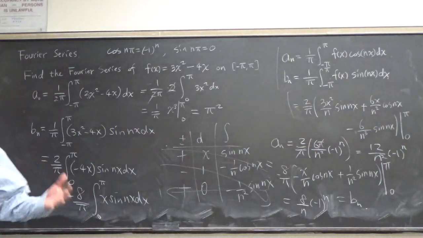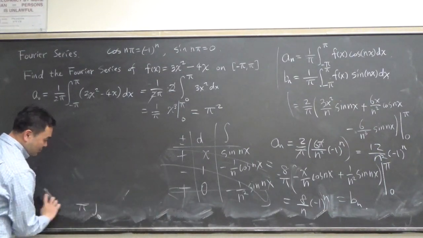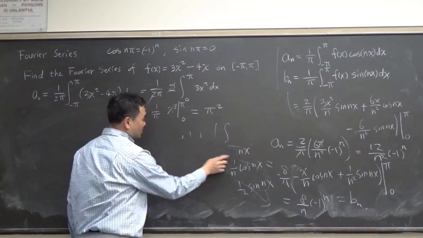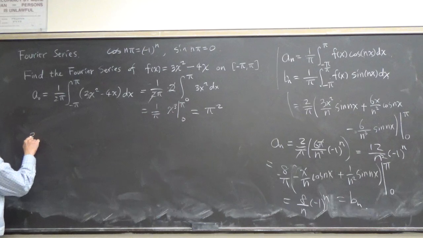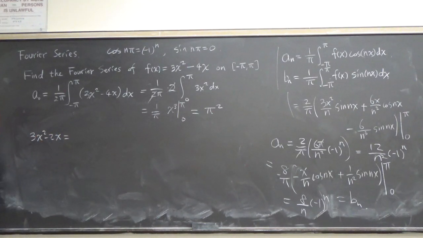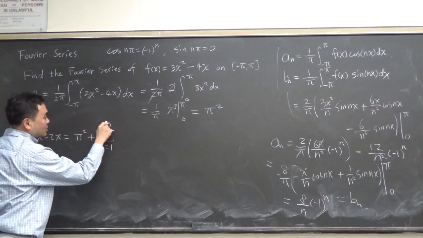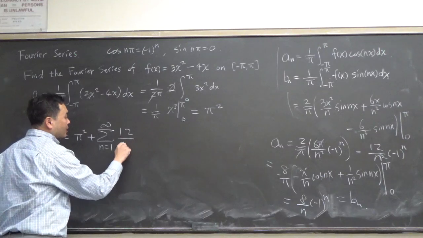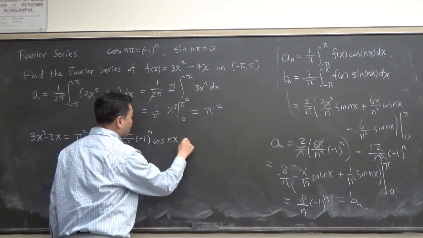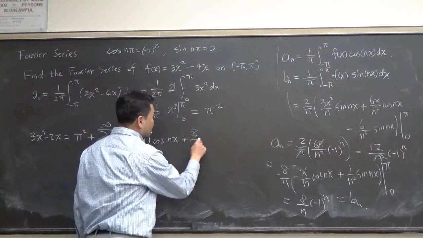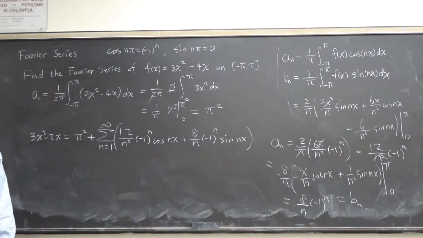Okay, so we got A0, An, and Bn for n 1 or greater. And don't finish here. There's one more step. What's the last step? Combine them. We put them together to actually write down the Fourier series, right? So the final answer is this. The final answer is 3x squared minus 2x is now equal to A0, which is pi squared, plus summation of n equals 1 through infinity of An, which is 12 over n squared negative 1 to the nth power, and then cosine nx, plus Bn, which is 8 over n negative 1 to the nth power sine nx. That's it. Okay.